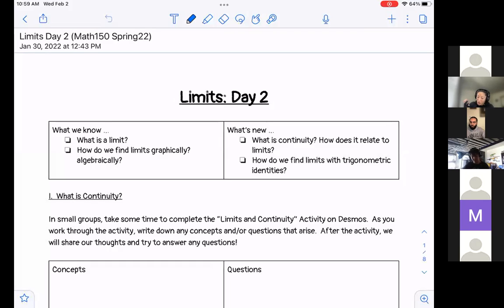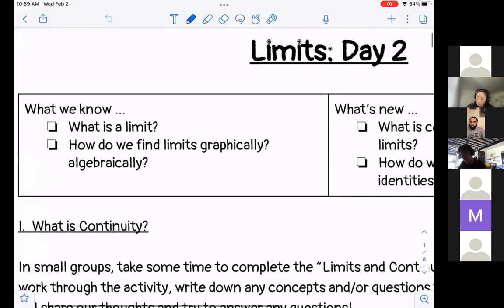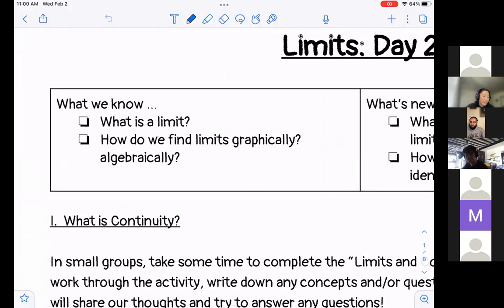All right, so what do we know? What's new? Again, that's sort of a structure I like to keep. So what is a limit? That is a question we took a look at on Monday, as well as a little bit today. And then how do we find limits graphically and algebraically?